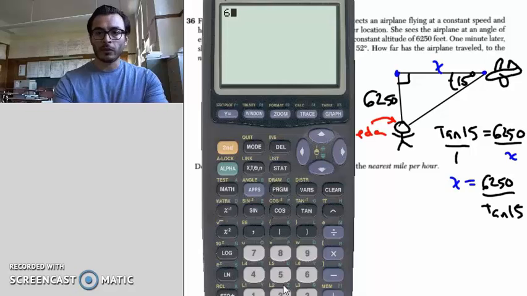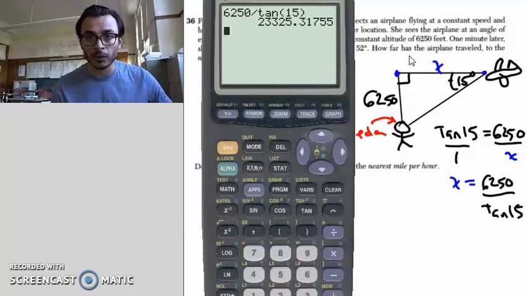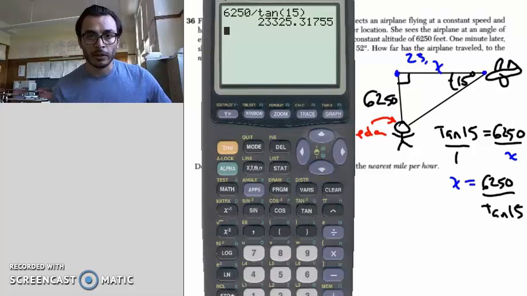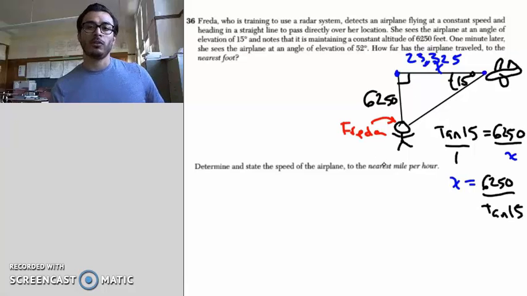So it's 6,250 divided by the tan of 15. And we get a pretty big number. What's that? 23,000. 23,325, if we round it to the nearest foot. Okay, great.